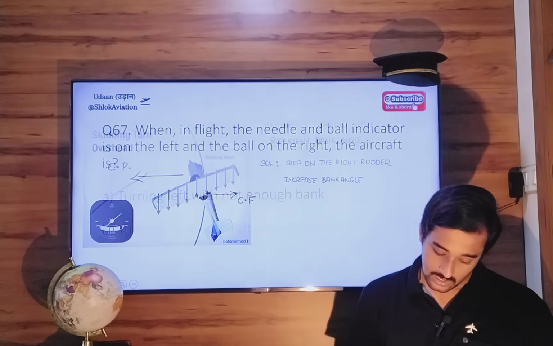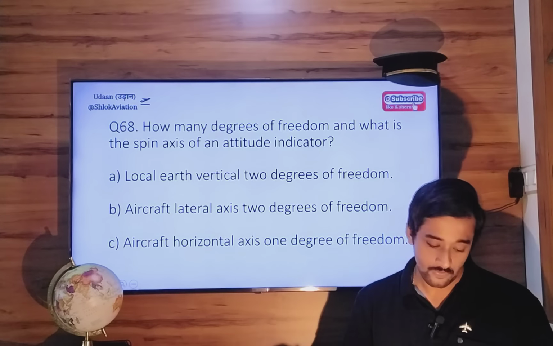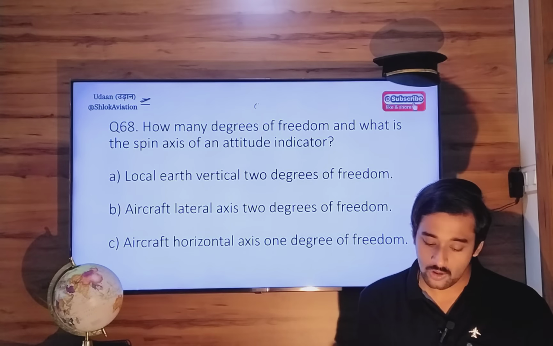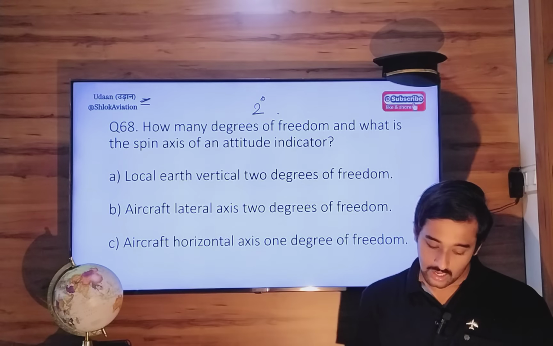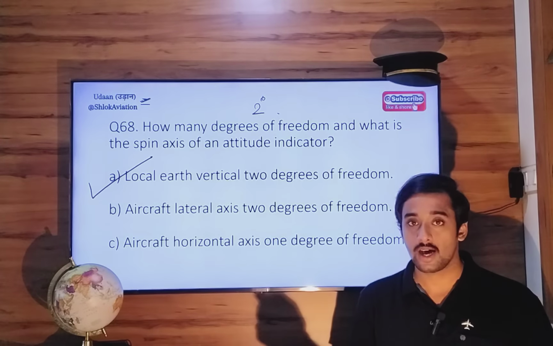Okay. So very important question, practical. How many degrees of freedom and spin axis of an attitude indicator? Like I said just now, 2 degrees of freedom and local earth vertical and vertical spin axis. So option Alpha.